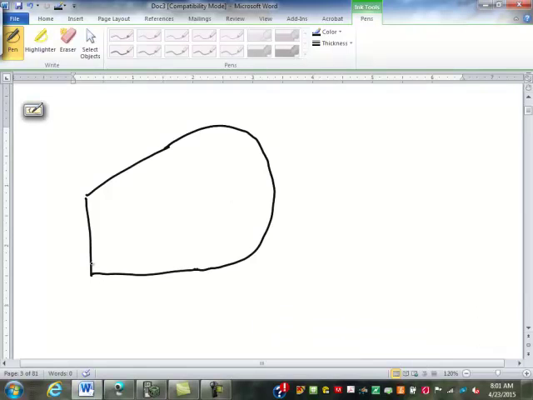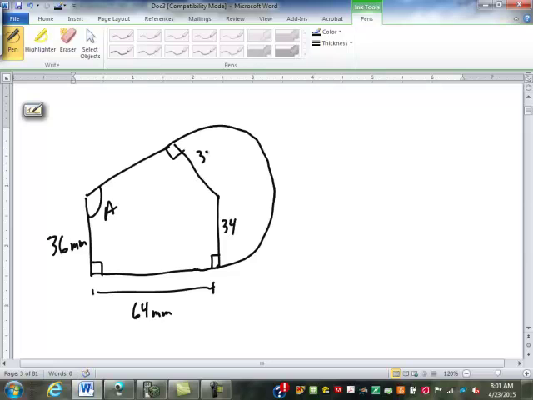So anyway, this is a right angle. This is angle A, one of the things we're going to be looking for. This is 36 millimeters out here. 64 millimeters on the tangent to the point of tangency. So we know that if we draw a radius down, this is a right angle. This is going to be a 34 millimeter radius. This here will be a right angle, again on a 34 millimeter radius. That's all the information we're given. We're asked to find x here.